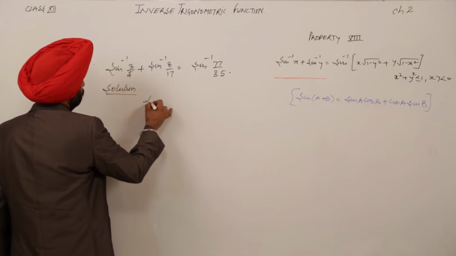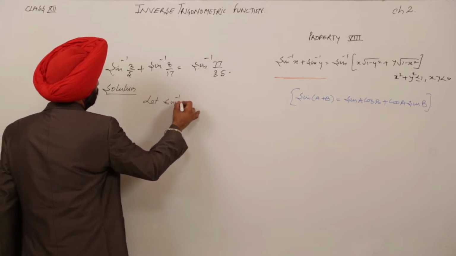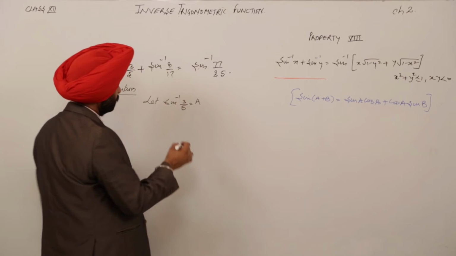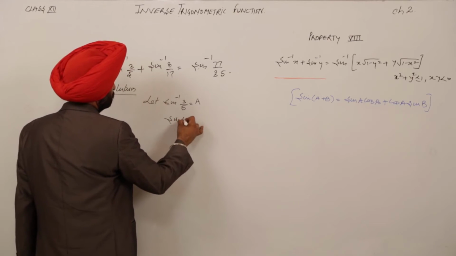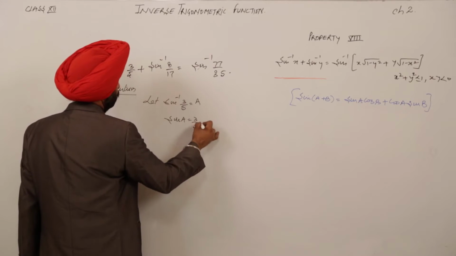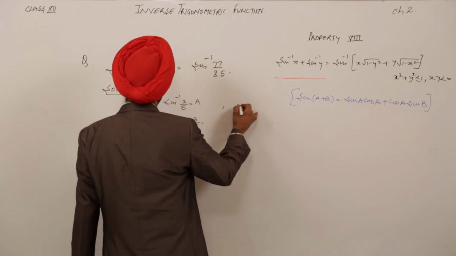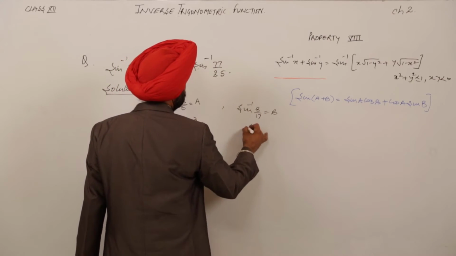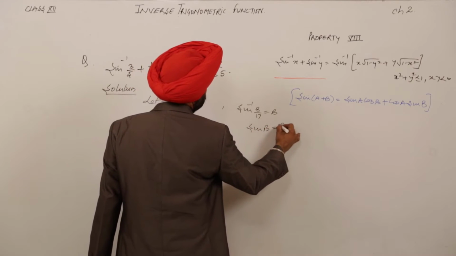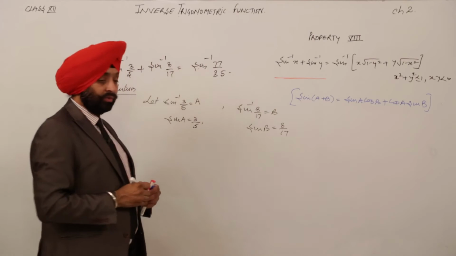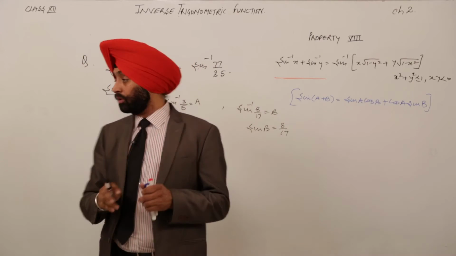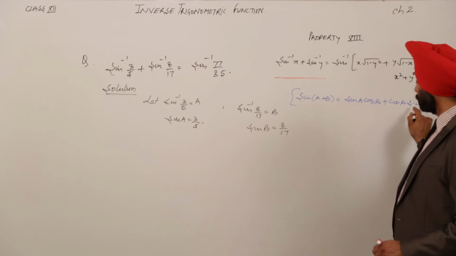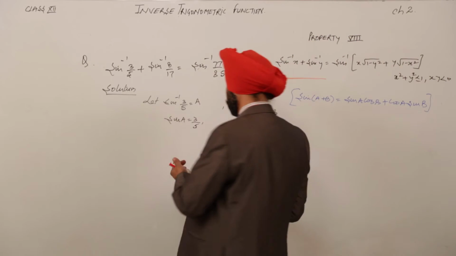Let sin inverse 3 by 5 be equal to a. So according to the definition of inverse, we are getting sin a is equal to 3 by 5. Similarly, we can write sin inverse 8 by 17 is equal to b, and sin b is equal to 8 by 17. Now we have sin a and sin b. Now what do we want? According to this formula, we want sin a cos b and cos a sin b. It means we want cos a and cos b more.